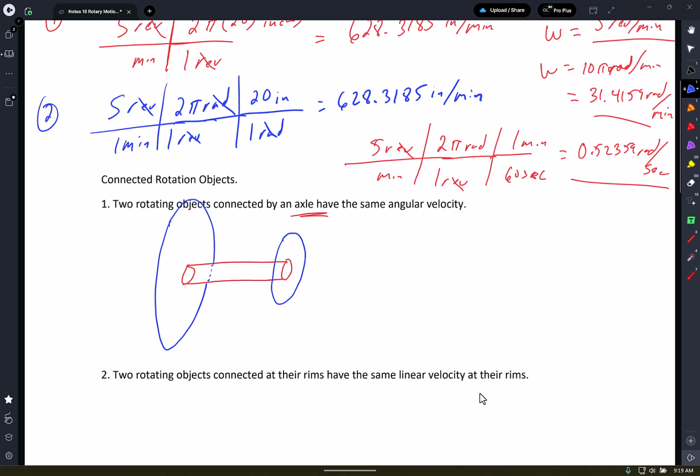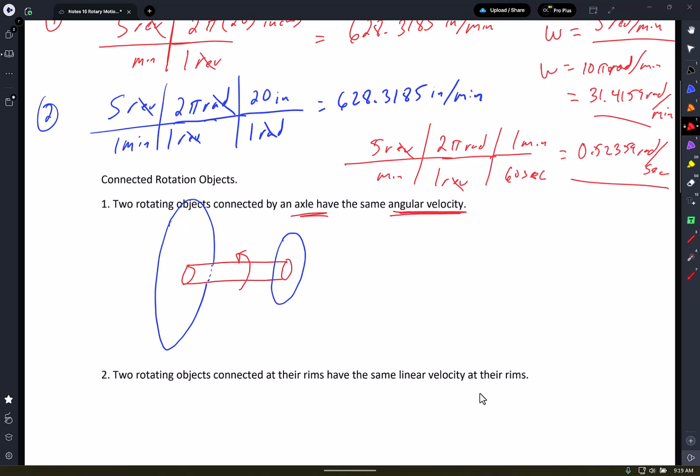That's an axle. So if this axle does one revolution like this, if I'm spinning that axle and that does one revolution, the big circle does one revolution and the little circle also does one revolution. The way I have it here, it does one. So anytime the axle does one revolution, both the big and the little do one revolution. Does that make sense? So that's why it says here, look at this. Two rotating objects connected by an axle have the same what?